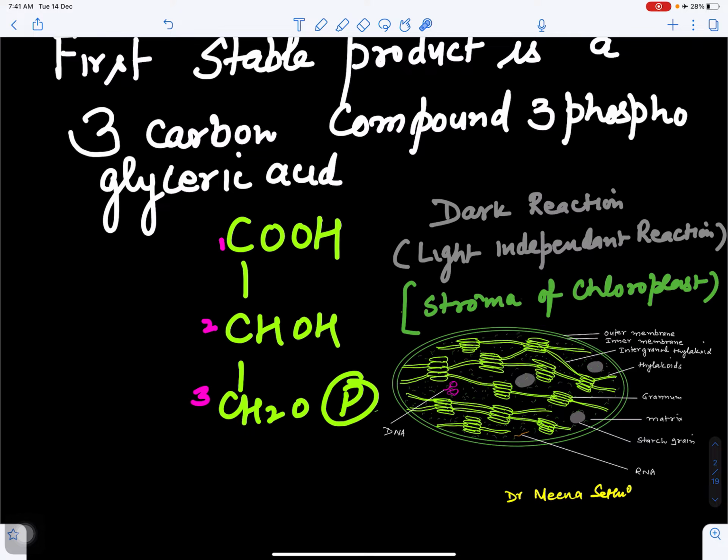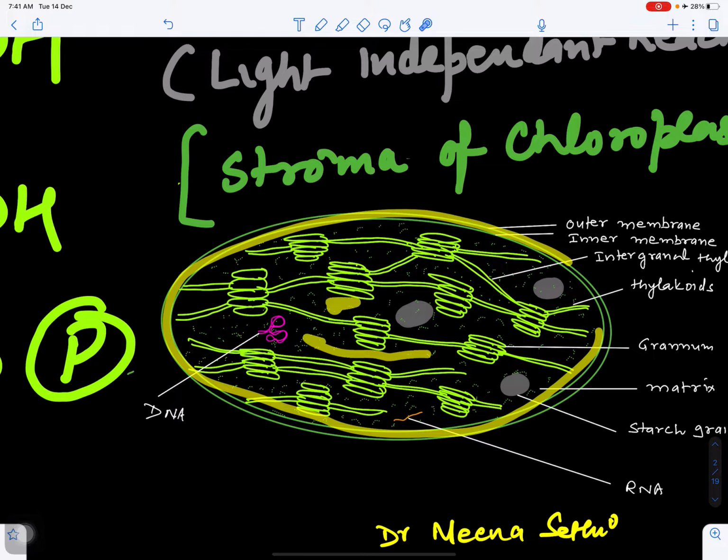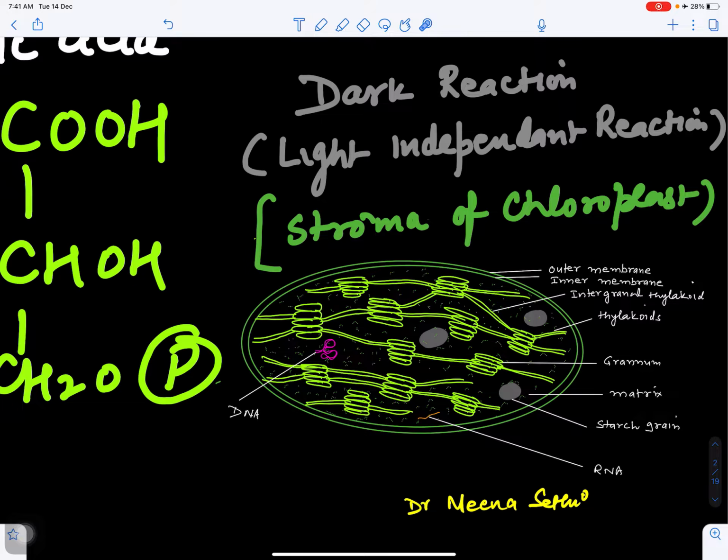Now this is called the dark reaction, not because it occurs in the dark, but because it does not require light for this reaction. So this is called the light independent reaction. And this is happening in the stroma of the chloroplast. So this is the chloroplast, which is double membrane enveloped. And this is the matrix or stroma of the chloroplast. So here, this cycle is operative. This is happening here in the matrix or stroma.